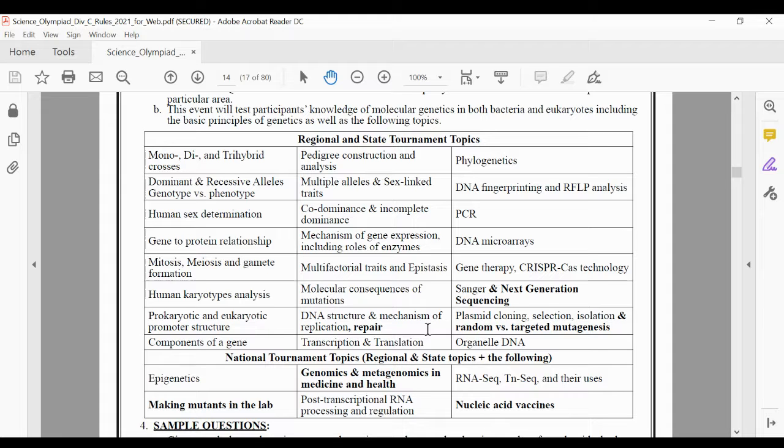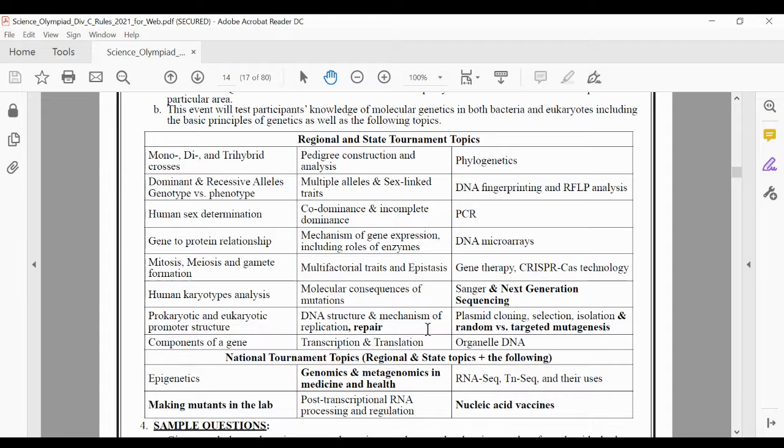Sex-linked traits are often passed along the X chromosome, so make sure you're familiar with what a sex-linked pedigree might look like, or what are some common sex-linked traits out there. The difference between codominance and incomplete dominance, just make sure you know the difference between those two, and you can determine which is which given an example.